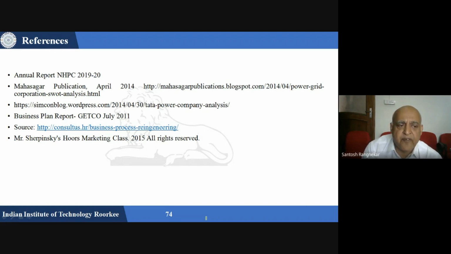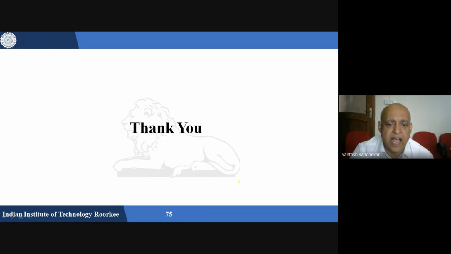publications. The Power Grid Corporation SWOT analysis was taken from there, and from this Simcon blog on WordPress, the Tata Power Company analysis was taken. Some part has been taken from the business plan report by GETCO. These are certain sources and references. I'm sure that by using these references, you will be able to know more about SWOT analysis, especially the dimensions and factors where transmission organizations can focus for making the SWOT analysis. So I think that is enough for today.